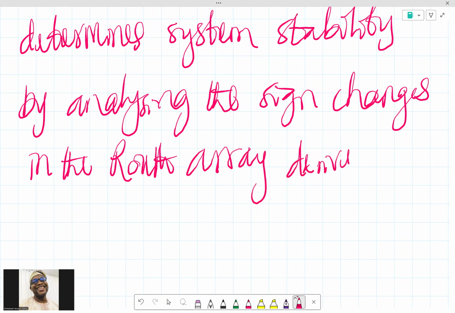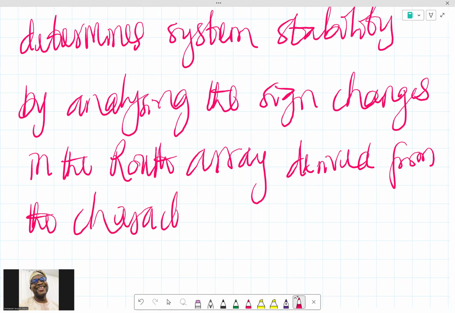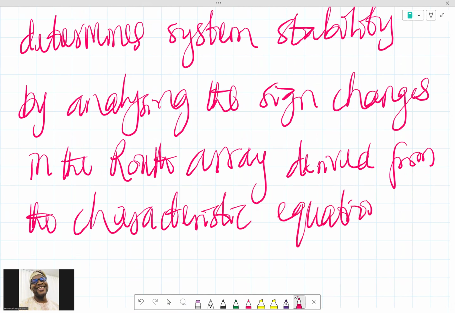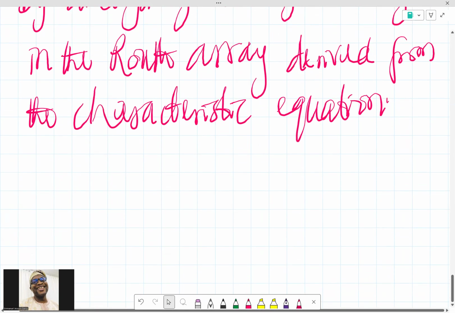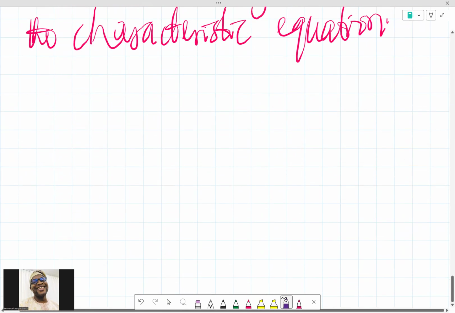derived from the characteristic equation. So normally what we would do is we equate the characteristic equation to 0 and find the poles. But when you have complicated systems where it's difficult to do that, then the Routh-Hurwitz criterion becomes really useful. So what's the procedure for this?